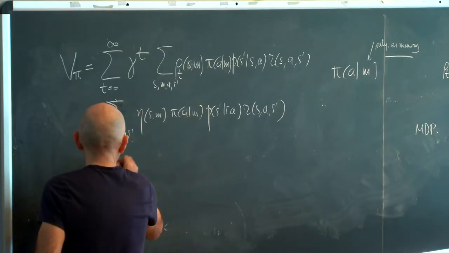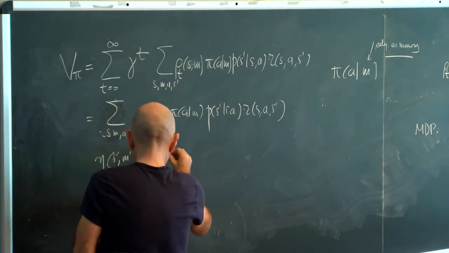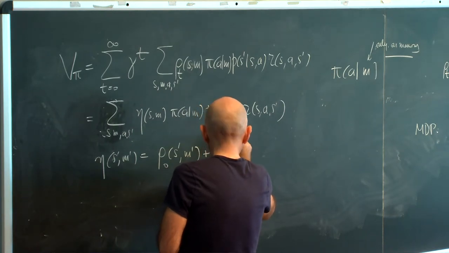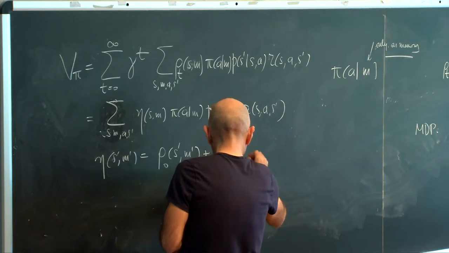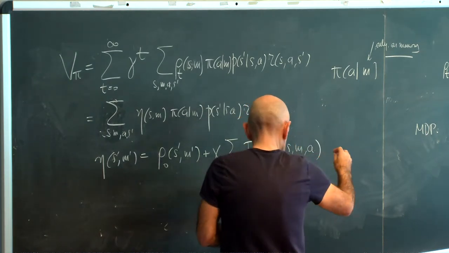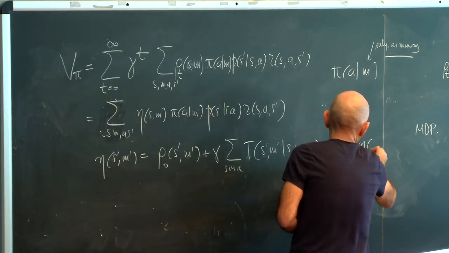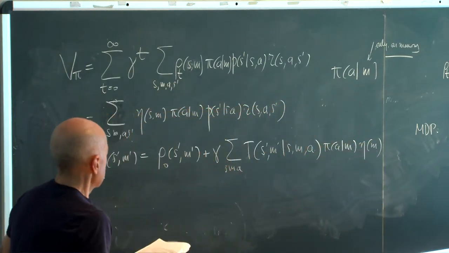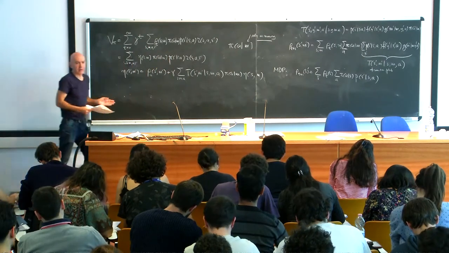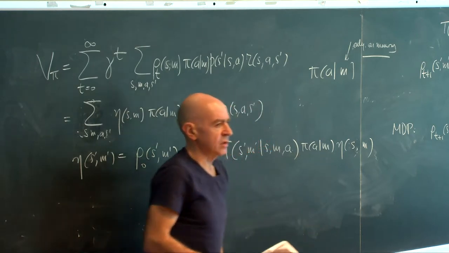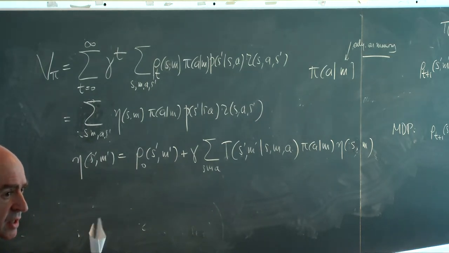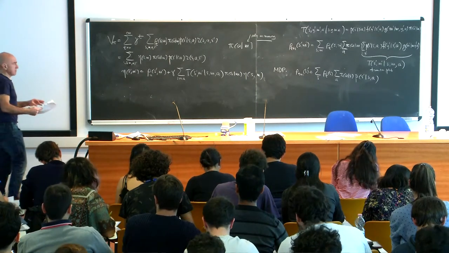And the equation which I write here is, of course, eta of s, m. Once more, this looks pretty much like the one we were deriving before, except that once more, pi depends on the memory only and not on the state. I'm not repeating all the calculations that we did, because it's just the usual trick.